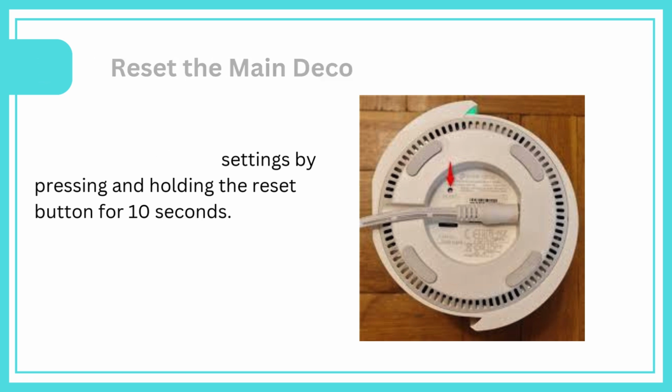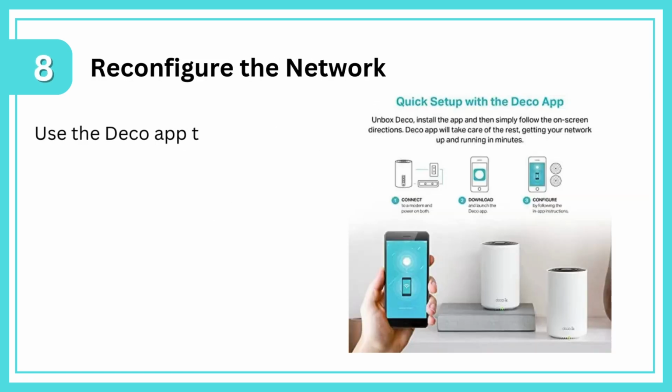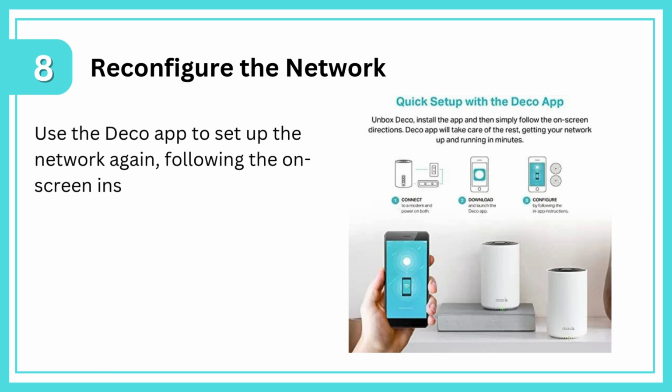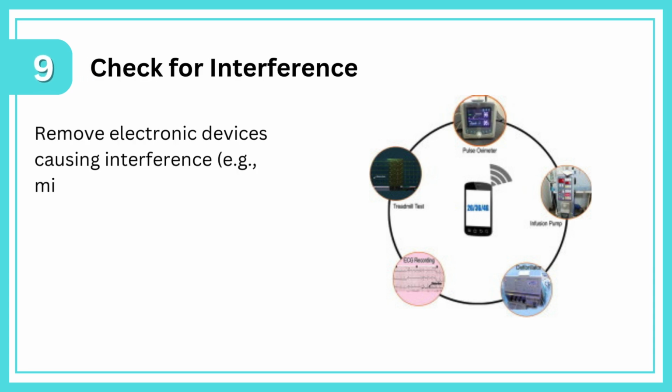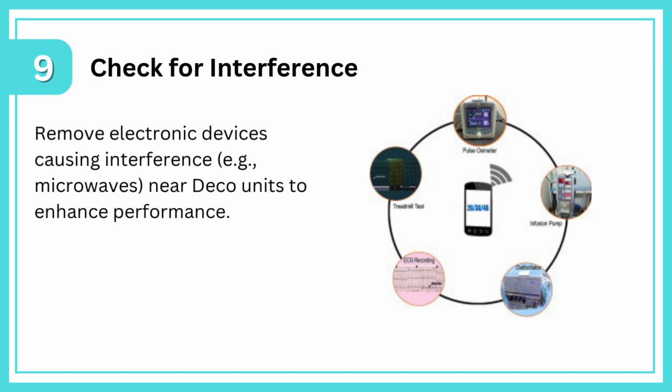seconds. 8. Reconfigure the network. Use the Deco app to set up the network again, following the on-screen instructions carefully. 9. Check for interference. Remove electronic devices causing interference, e.g., microwaves, near Deco units to enhance performance.